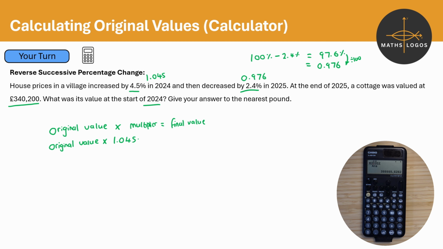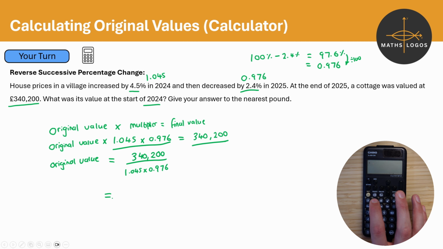That was in 2024, and then it decreased by 2.4%. Well, that was equivalent to a 0.976 multiplier. And that was in 2025. And then it gives us this final value at the end of 2025 of 340,200. But to get the original value, I'm going to do this number divided by these numbers multiplied together. What you type in your calculator looks like this. And that will give us the original value. Let's go ahead and put that in.